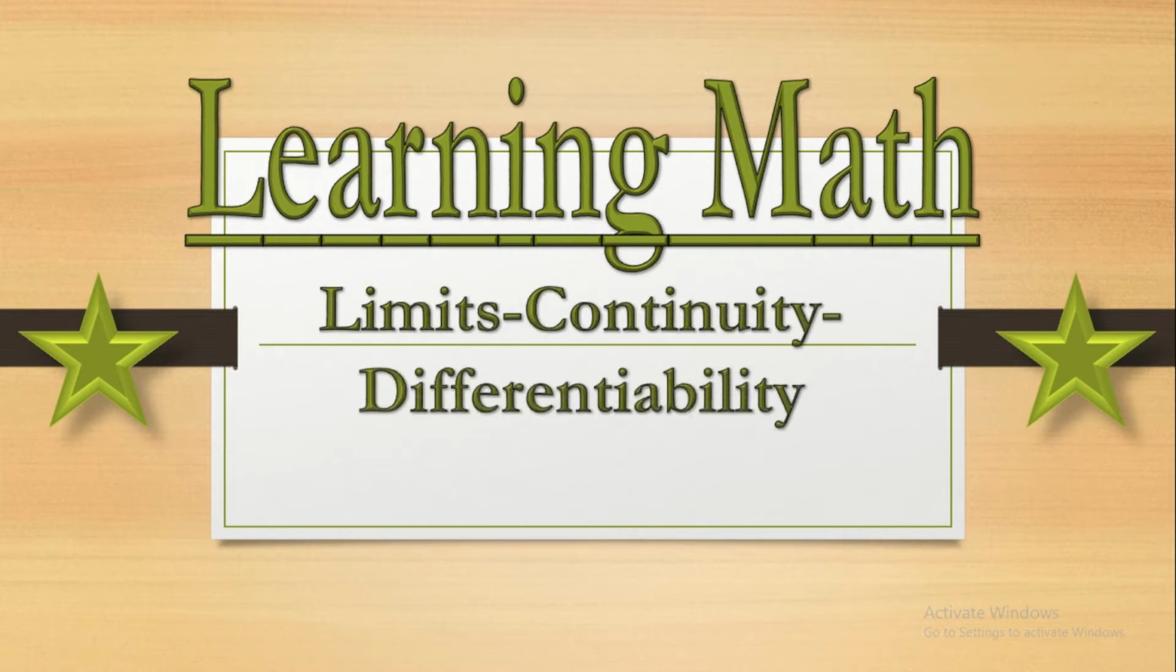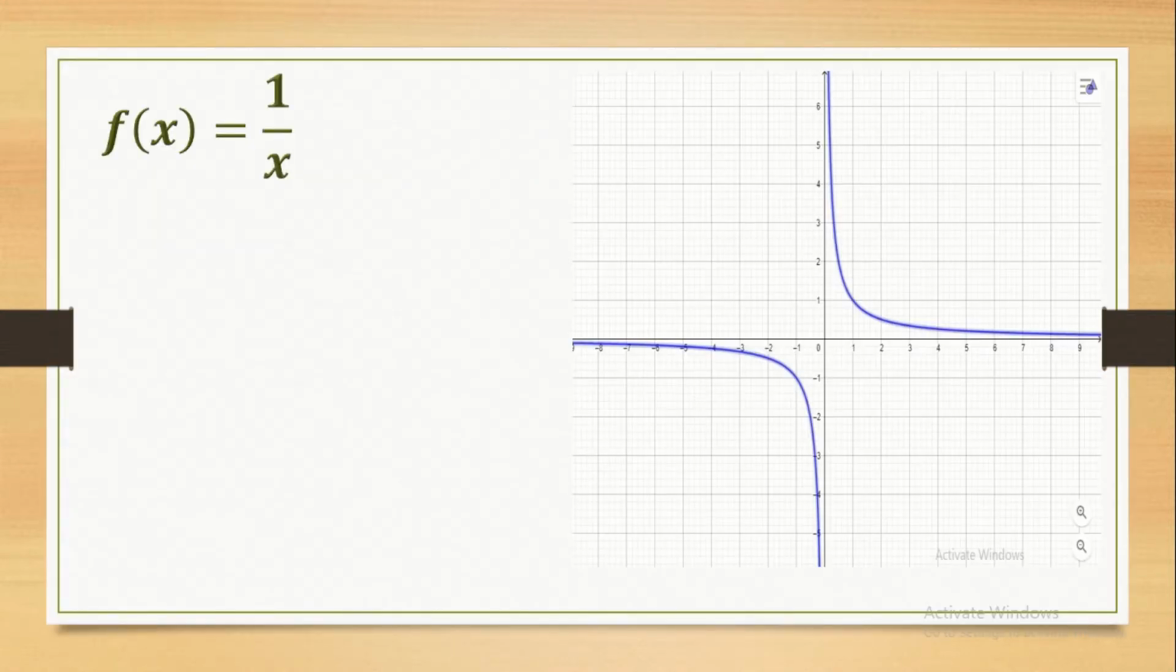Now let's start together by some examples. If we have, for example, f of x equals 1 over x. Well, let's understand graphically first what's the meaning of a limit, then we're going to learn how to calculate limits.